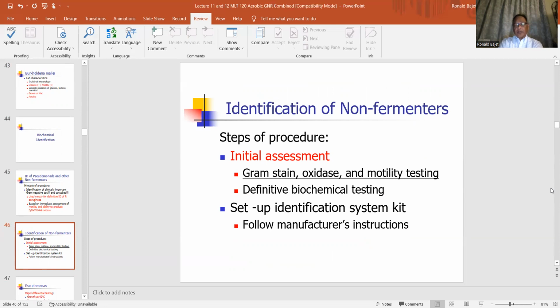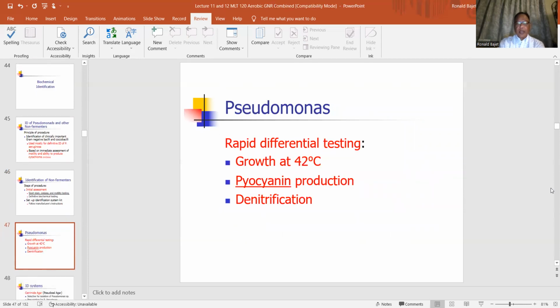Identification of non-fermenters. The initial assessment includes the gram stain, oxidase, and motility testing. To do the motility testing, you're going to probably stab an OIM tube. Hopefully, we will get those in the laboratory so you can see how an OIM tube works. And then there are various identification kits and systems that you can use.